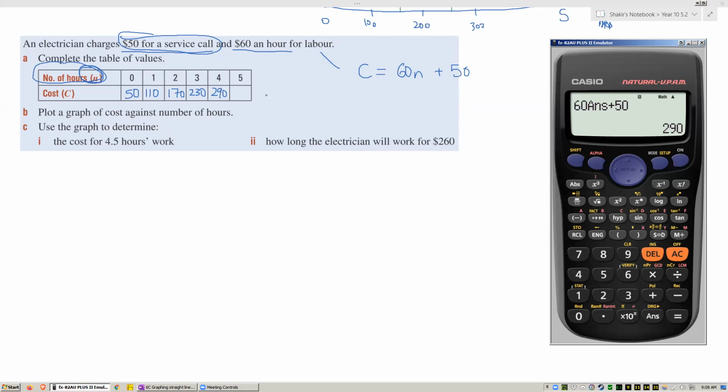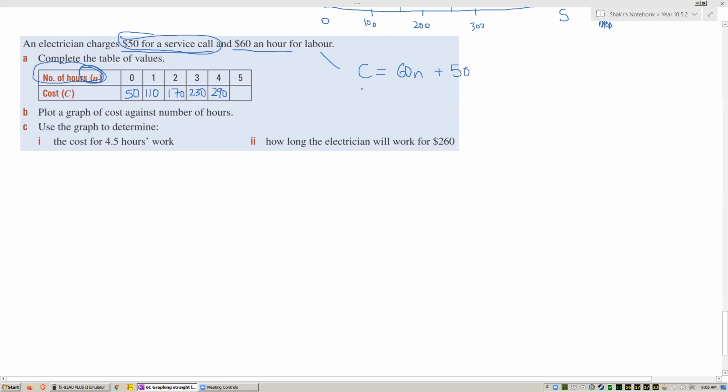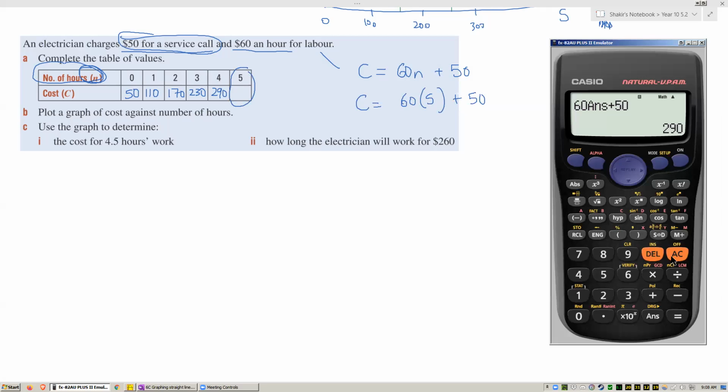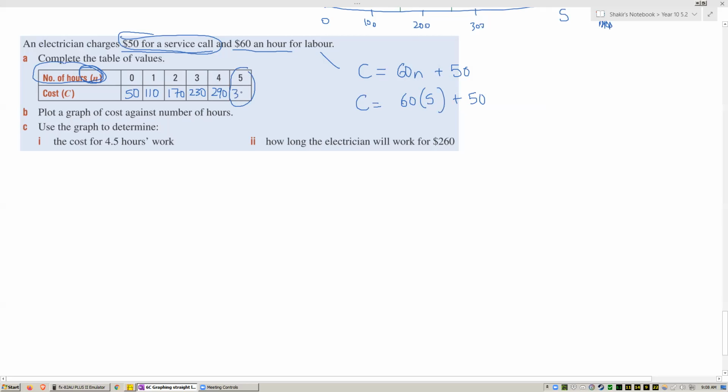And this is how you do it the old way. So we know that's that. I'm going to sub in N equals 5. So C is equal to 60 times 5 plus 50. I'm just going to put that on my calculator: 60, open bracket, 5, close bracket, plus 50. And that will give you the answer as well, 350. So whichever method you understand and you're comfortable with. Anyway, so you get that.